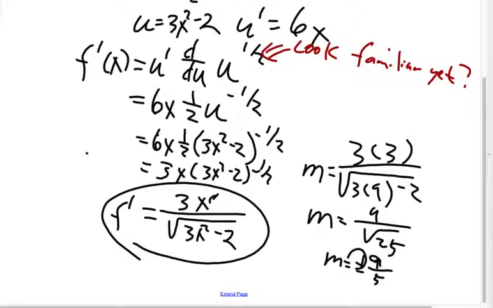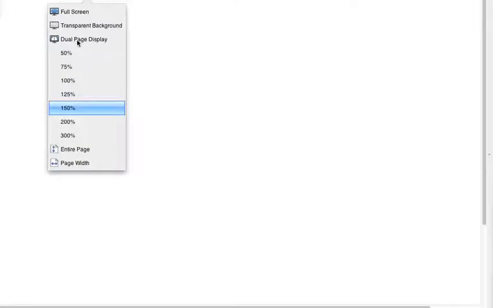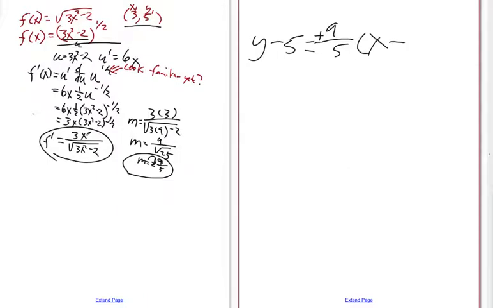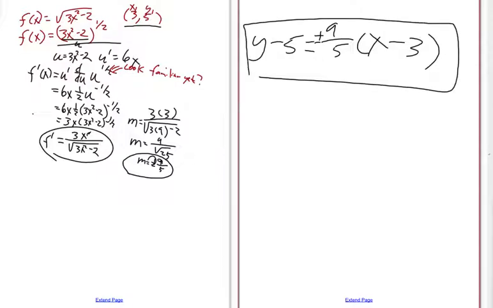So now we can come in and actually find what our tangent is because we've got everything we need. All right, I've got m and I've got x1, y1. So we've got y minus 5 equals 9/5, maybe plus or minus, you've got two lines here, times x minus 3. And that's our answer. That's the equation of our tangent line.